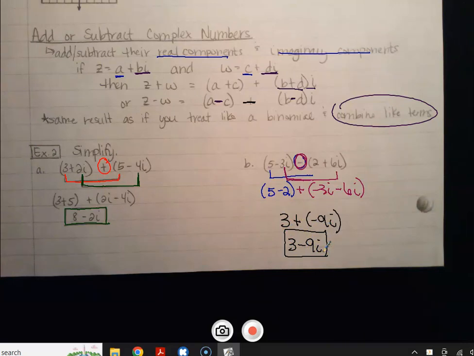Okay, perfect. Only one more page to go with these complex numbers. It's a glorious day.